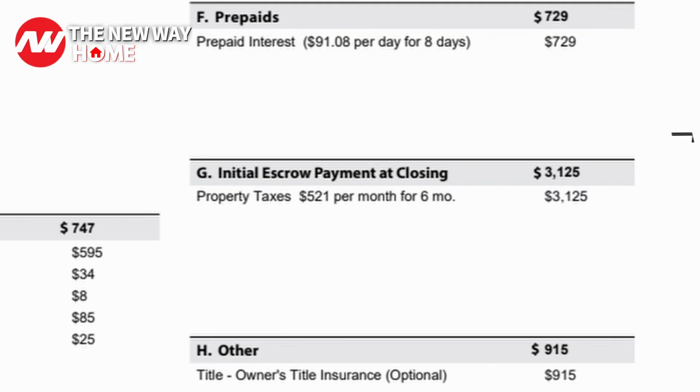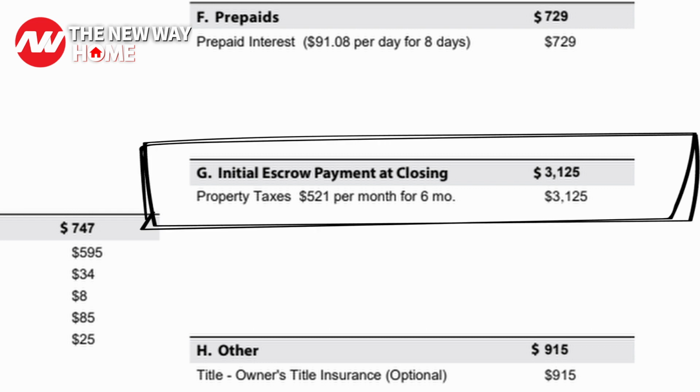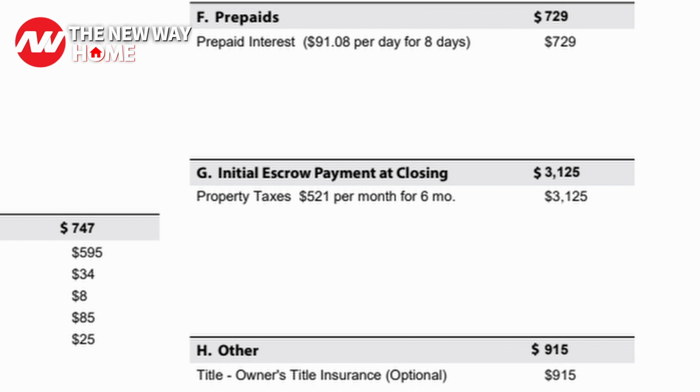Now in your prepaids, this is also where, like, if you were buying a house and you have a homeowner's insurance policy that you're paying for, things like that, that's where those things will show up. Now the next section, section G, this one can get a little expensive. Now section G is if you have decided to include property taxes and homeowner's insurance in your monthly payment on your purchase. If you're doing an FHA loan, you don't have a choice. You got to include it.